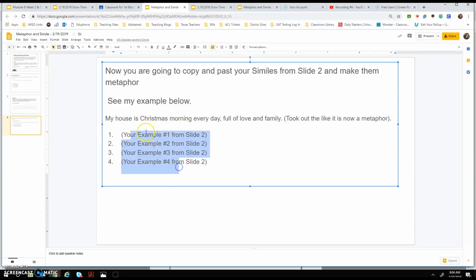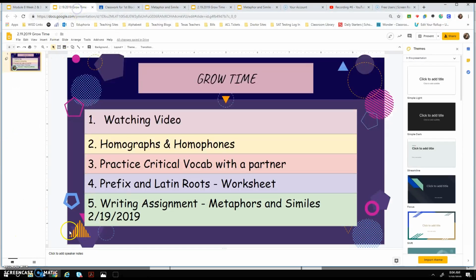For your 4 examples, you'll copy and paste them over here for 1, 2, 3, and 4, and you will make them a metaphor. Easy peasy lemon squeezy. So that is what you're doing today. Good luck. And when I'm switching in between partners, you'll have time to ask me questions.